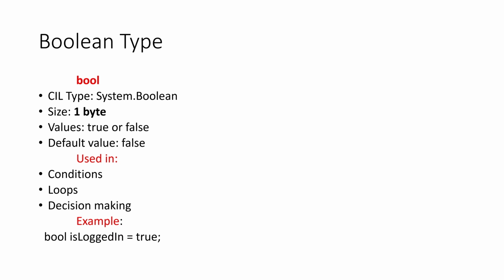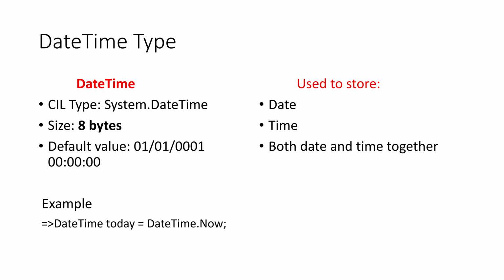Then comes Boolean type. Boolean type occupies 1 byte. Stores either true or false. Default value is false. It is mainly used in conditions and decision-making statements. Then comes DateTime type. It occupies 8 bytes and is used to store date and time values. Default value is 1st January 0001, 12 a.m. You can check that by executing the code.